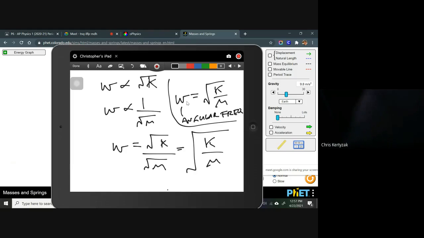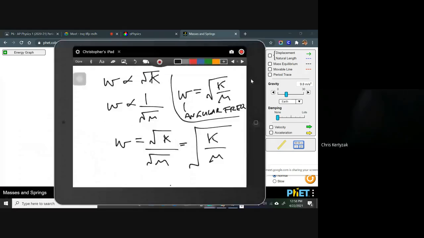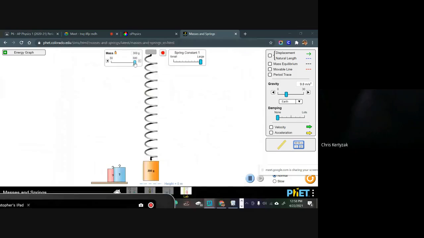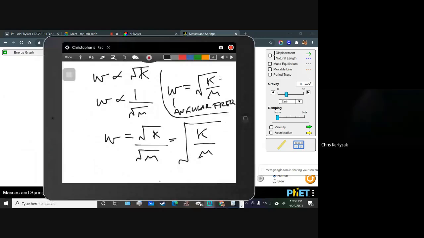Omega would be small. Conversely, if m is really large, if it's as heavy as an elephant, it'll take a long time to go way down and way up. Large mass would generally have a low omega. On the other hand, if you make it really light, small mass should be high omega. Small mass, large omega. But there's that square root there that you'd only get through experiment.